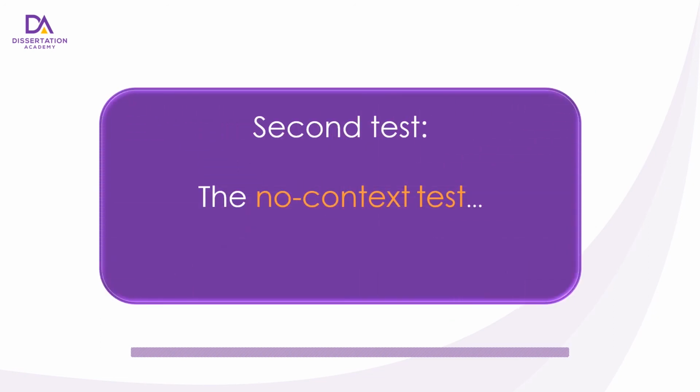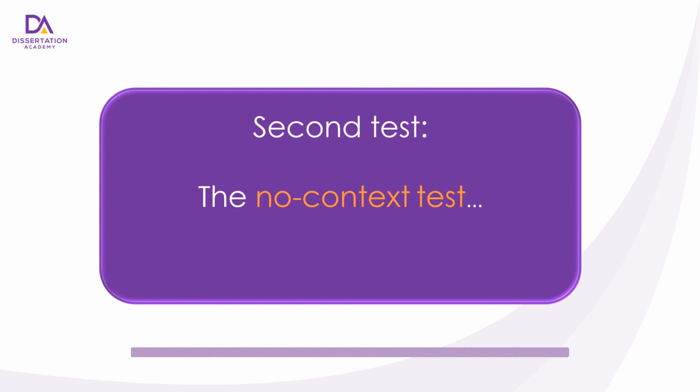The second test is the no context test. I use this test a lot with my own students and actually with other students as well who come to me when they are stuck with their dissertation. The test is actually quite simple. As the name says, you remove the context elements from your dissertation title and analyze what is left. If the title still makes sense, then you've got a good title. If it doesn't, then you need to work more on it.